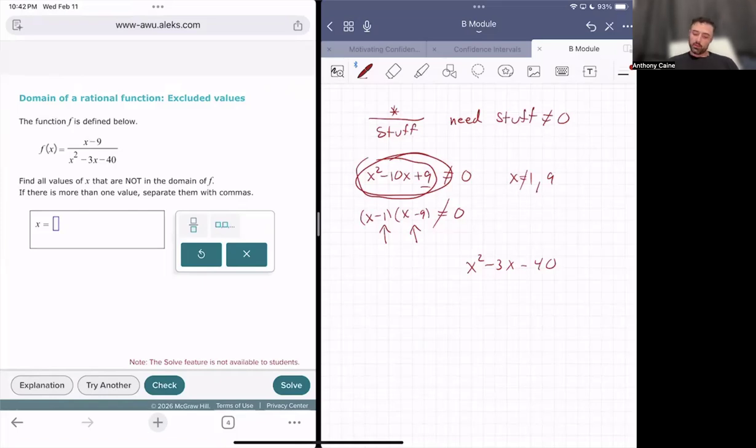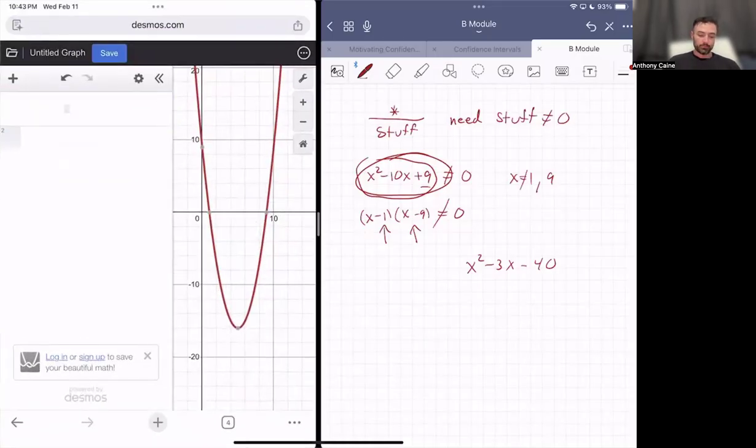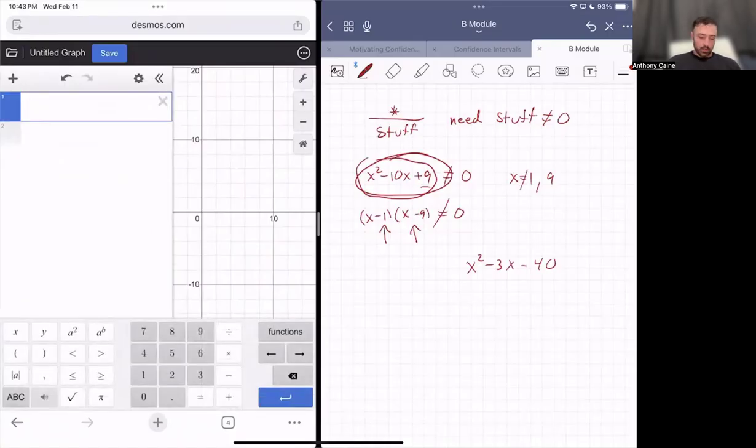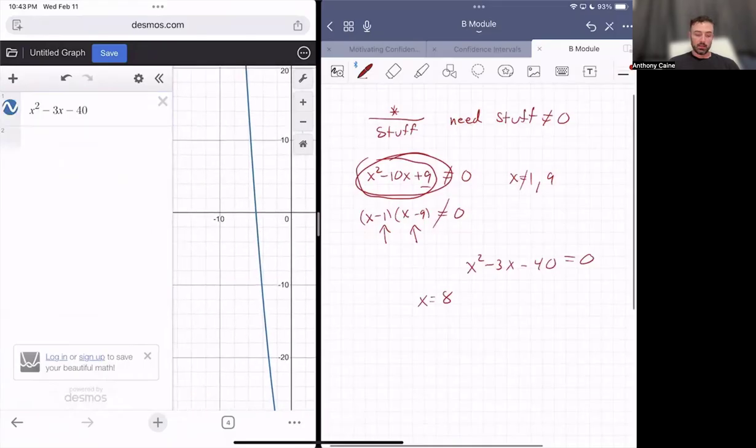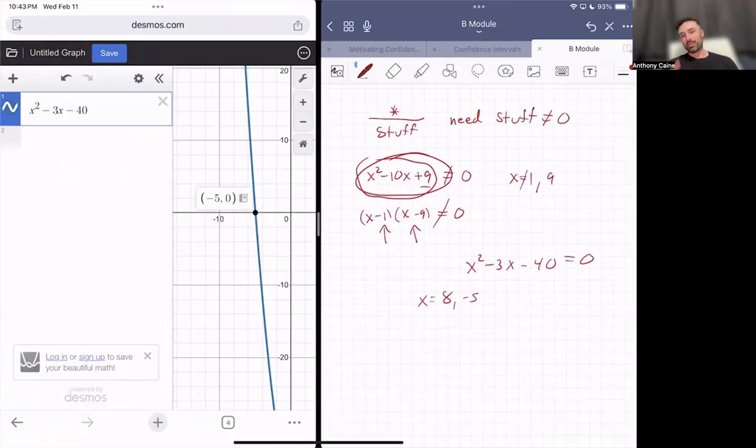Is there a quick answer? I'm going to plug in 5, what does 5 do? Yeah, 5 would work. But let's see it in Desmos. So we have x squared minus 3x minus 40. And maybe 5 doesn't work. If this was 0, then x would be 8, and x would be -5. So -5 works. That's close. But if it's not allowed to be 0, then you better not be that, right?